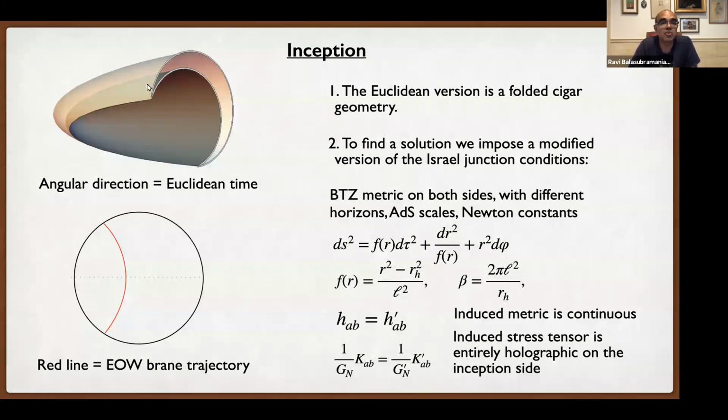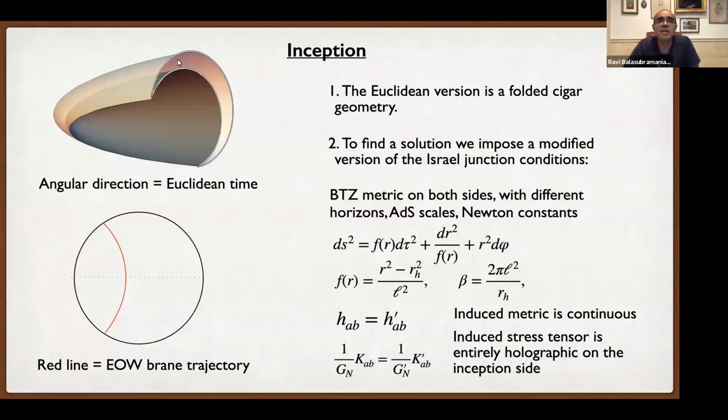So if I was to draw the same thing, looking from the outside, here I am drawing the Euclidean disk. This is Euclidean time going around, and this is the trajectory of the end of the world brane in this kind of picture, looking from the outside. Okay, so this is trying to help you visualize where the end of the world brane sits and so on.